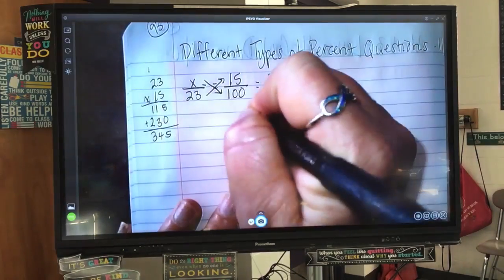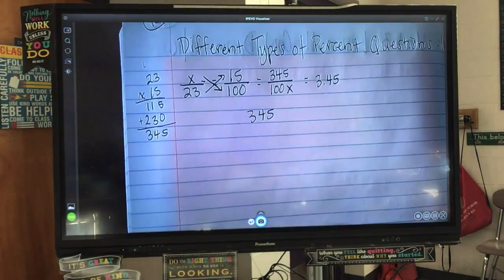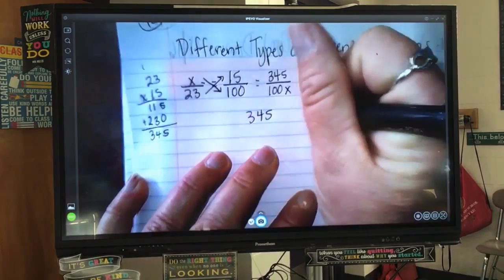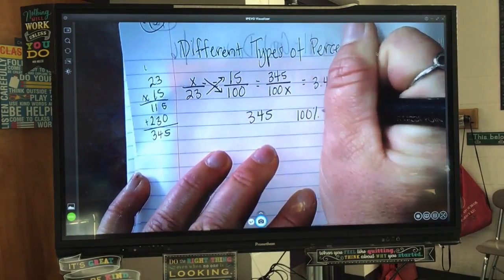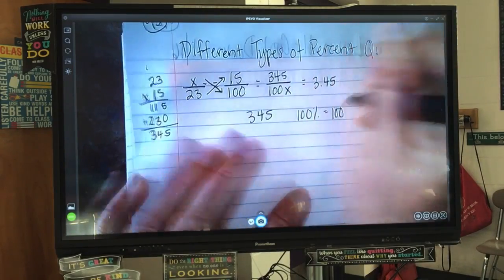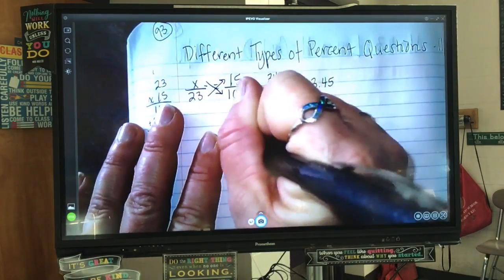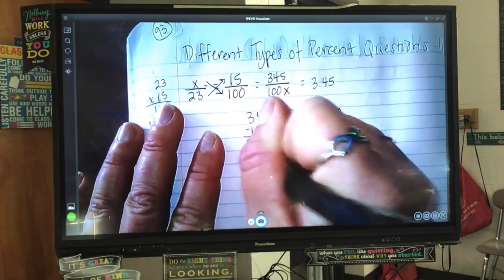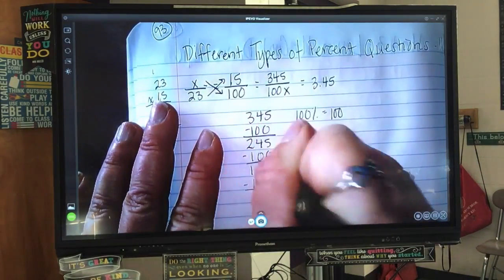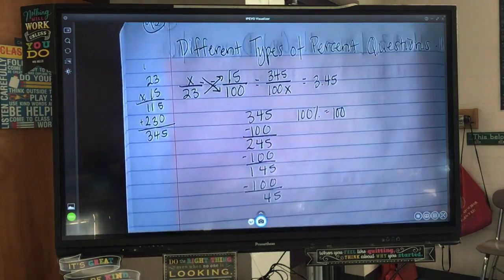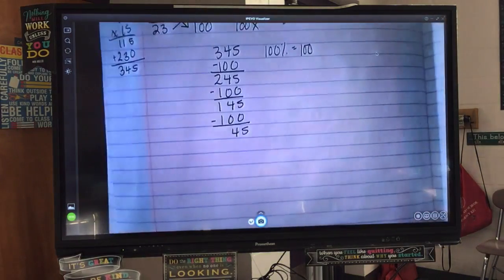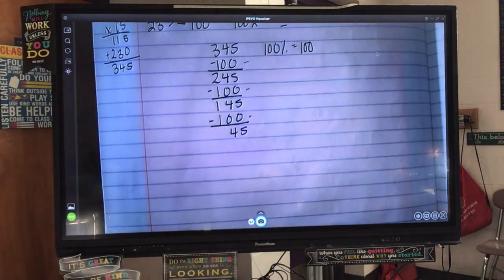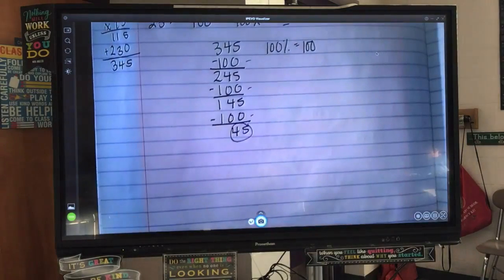Remember we talked about the pizza question, where it was 225%, how many pizzas did we eat? So here I have 345, and 100% equals 100. So I'm going to subtract 100 there, that gives me 245. I'm going to subtract 100 there, that gives me 145, and I'm going to subtract 100 there, that gives me 45. So that's 1, 2, 3. That's where I got my 3 from. And then whatever's left is the rest of my decimal.